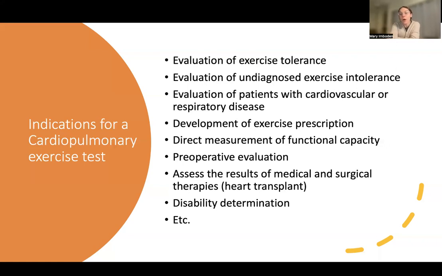We also perform cardiopulmonary exercise testing in athletes to more accurately prescribe training to benefit performance, as it does provide a direct measurement of functional capacity and provides measures of ventilatory efficiency at different workloads and anaerobic threshold, which are really important for training. And as mentioned with other types of tests, cardiopulmonary exercise testing can be used to evaluate patients prior to surgery to determine risk of surgery and benefit of the surgery in these patients.